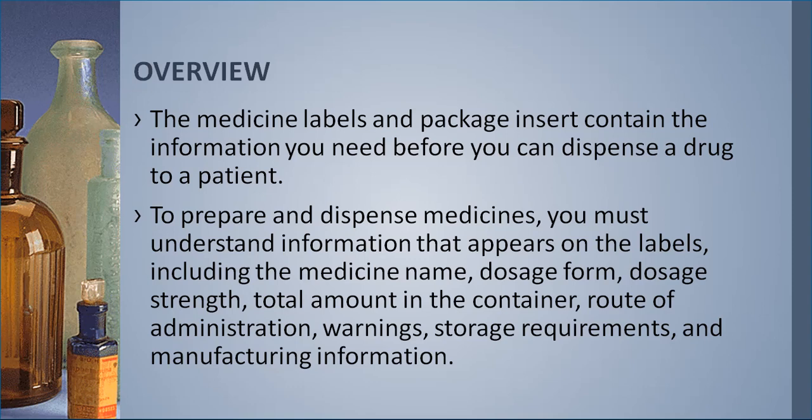So to prepare and dispense medicines, you must understand information that appears on the labels, including the medicine's name, the dosage form, the dosage strength, the total amount of the medicine in the container, the route of administration, warning, storage requirements, and manufacturing information. And for this one, we are going to be discussing at length. All right. So we are going to be going into details as to the information that we are supposed to know before you give a medicine out.